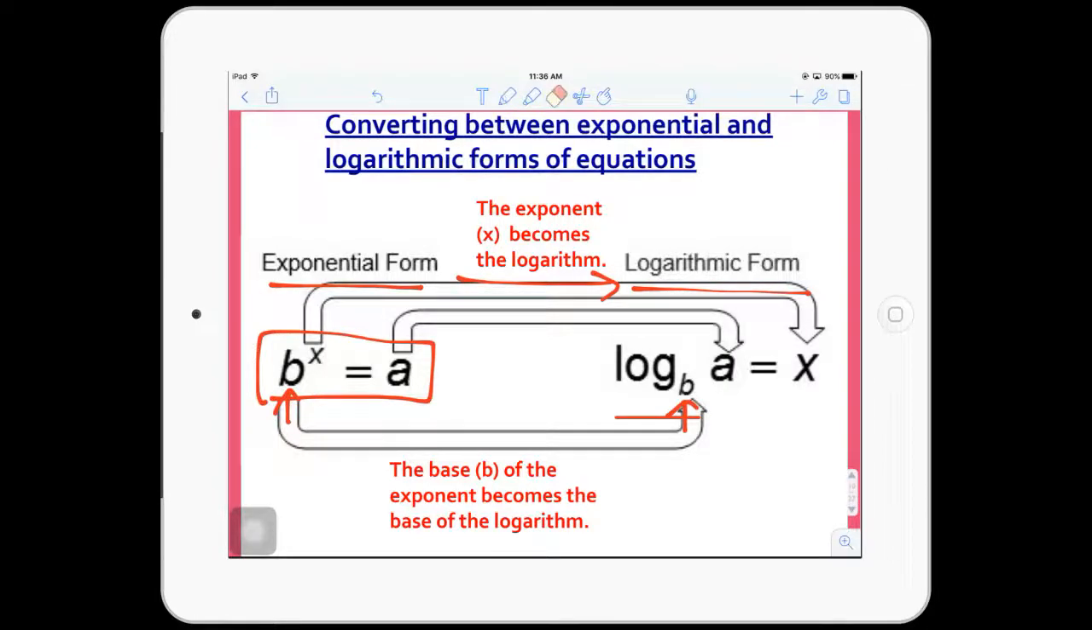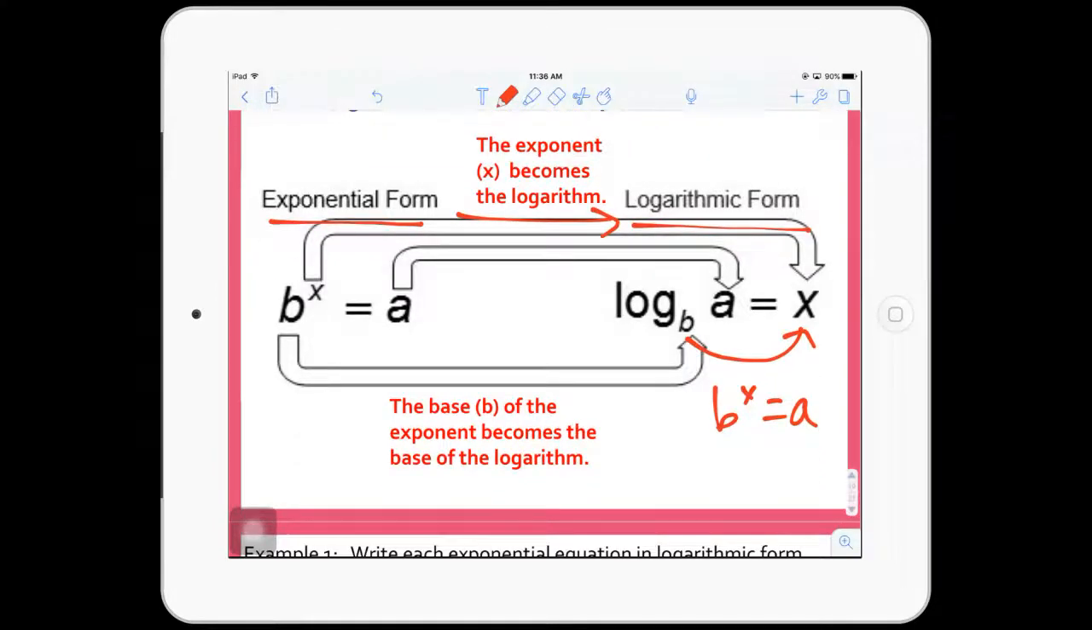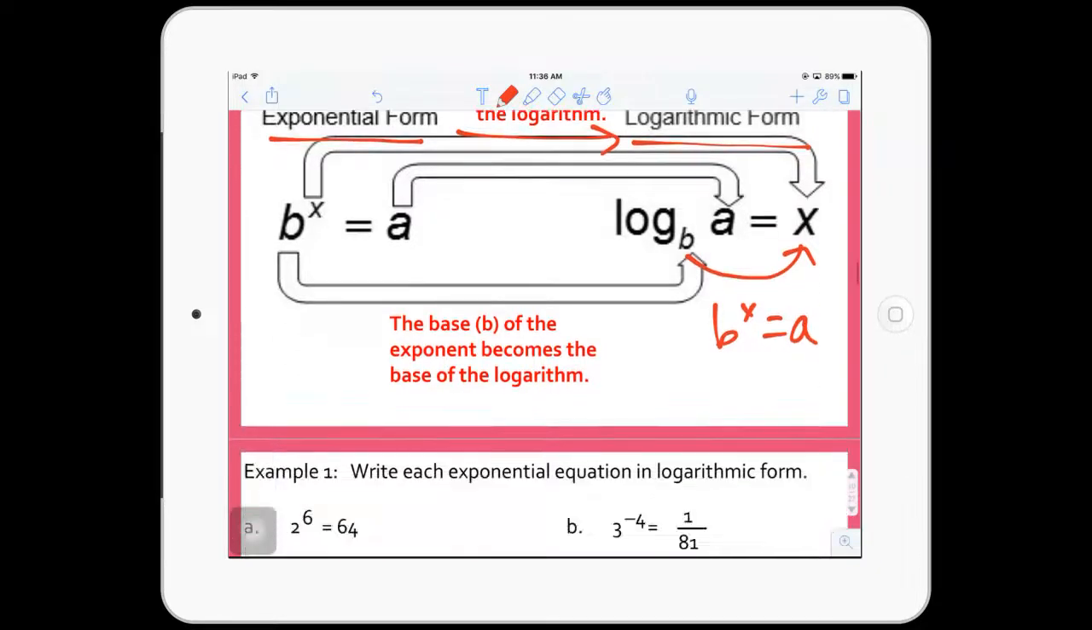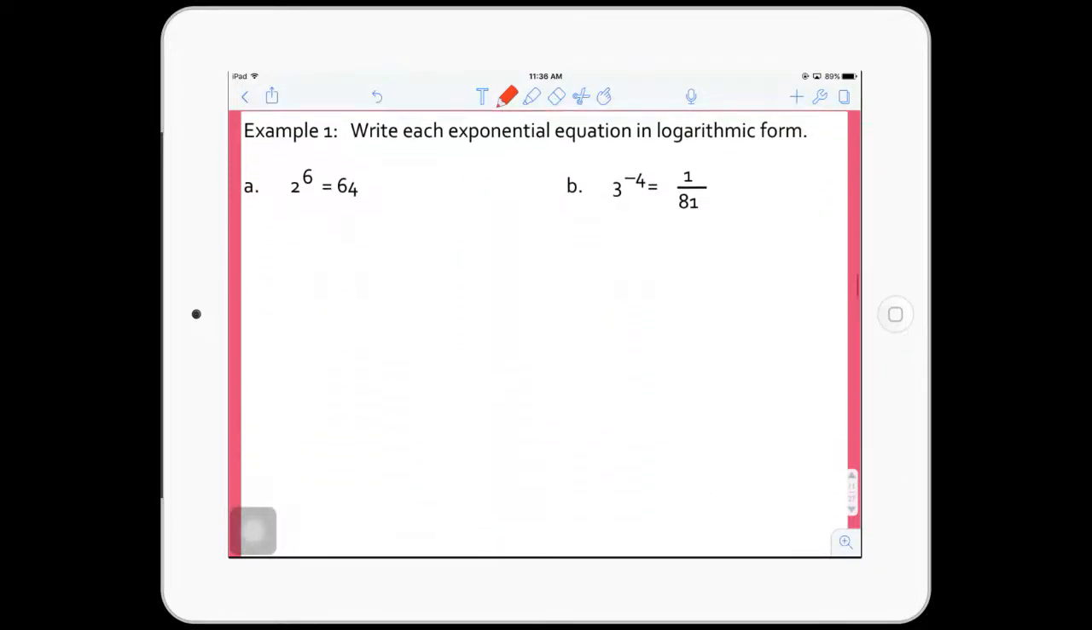So let me use a set of arrows to help you understand this. Base b raised to the x power is equal to a. And that's how you would write a logarithm function without using log. We read it as: the base b of the exponent becomes the base of the logarithm, and we read it as b to the x equals a, and that is the exponential form of the logarithm function. Today we're only going to be practicing writing basic logarithm forms in exponential.